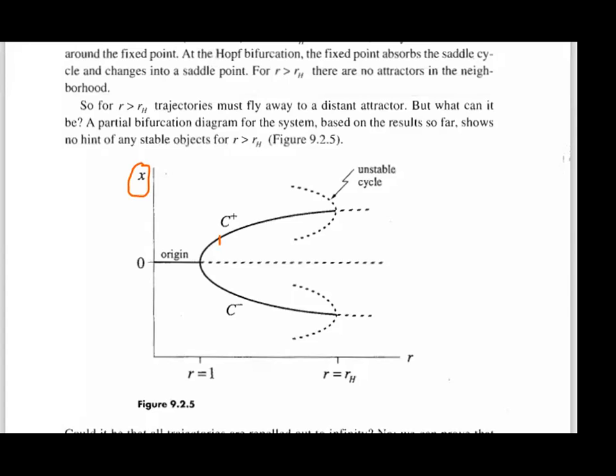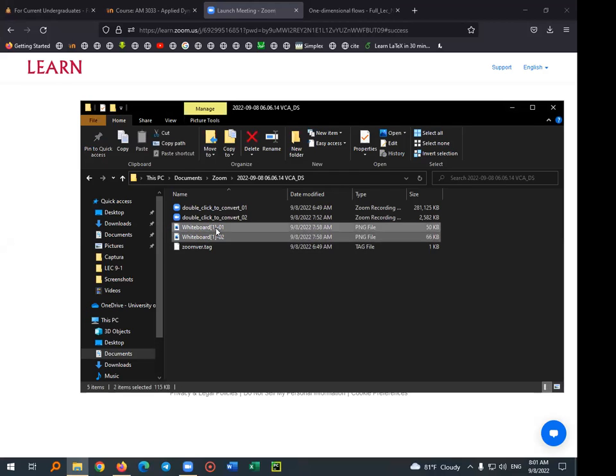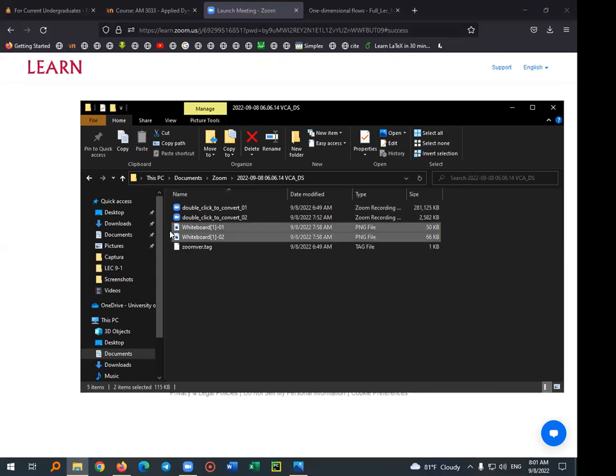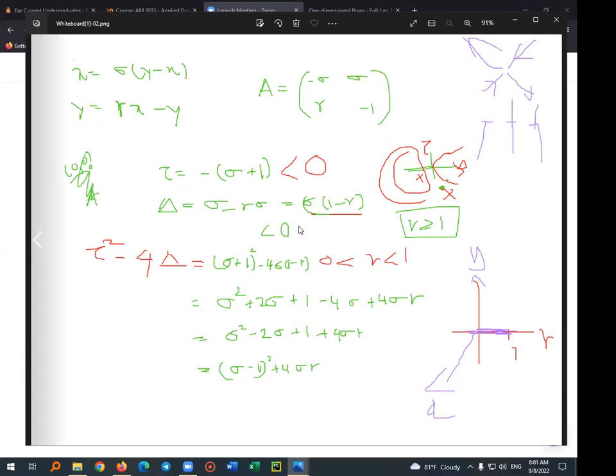Can I see your workout, Nisal? Can you share your delta a little bit? Is it the same? Not this one, the other one, I think. All right, here we go. So this is negative. Yep, delta is 1 minus r. Saddle, unstable. Yes, saddle.